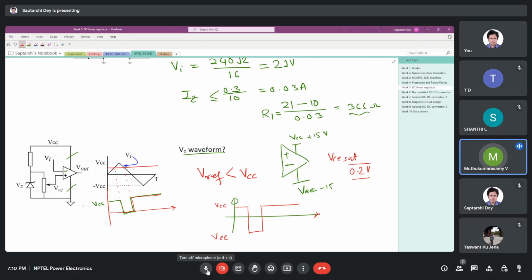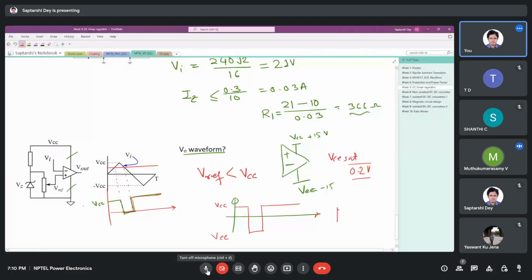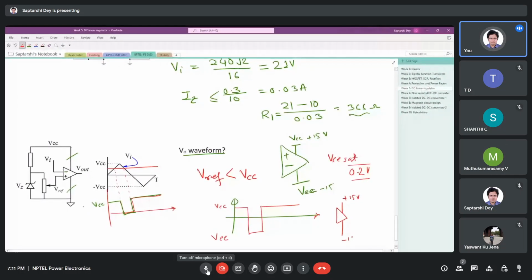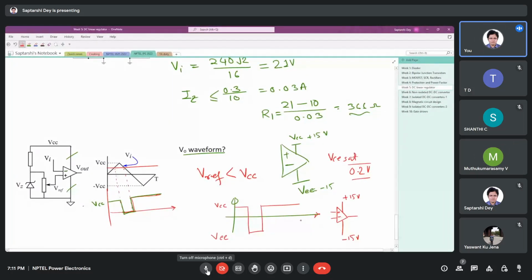So the second waveform on the right, you drew for minus 15. Yes, if you have a negative supply also, so if you have plus 15 volt, minus 15 volt supply to the op amp, then we will get the output like this. Okay, sir.